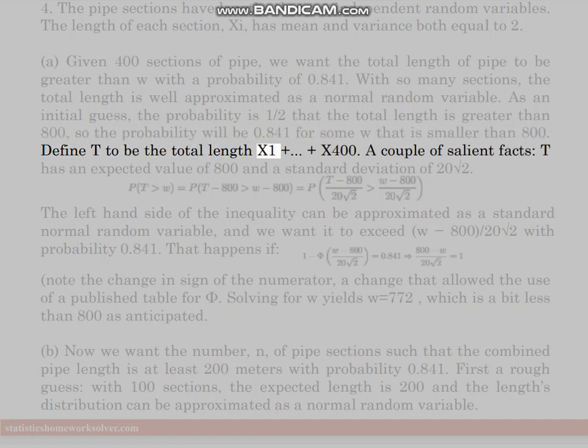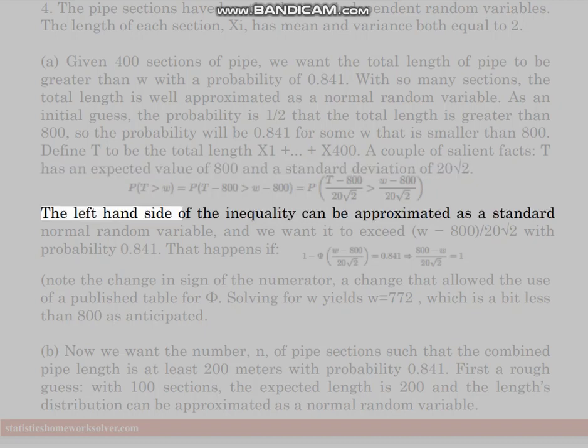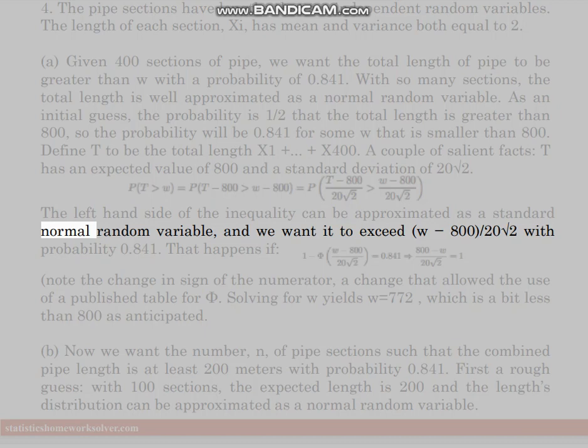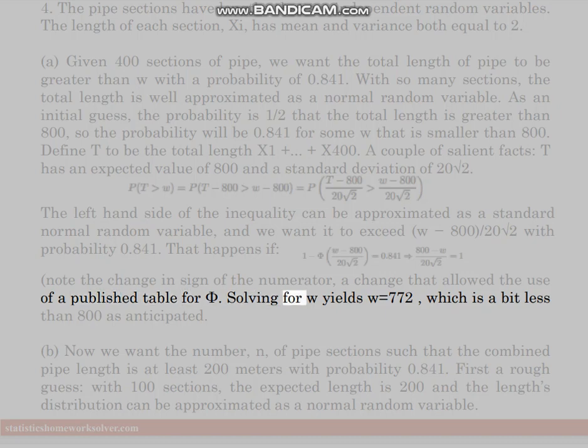Define T to be the total length, X1 plus through X400. A couple of salient facts: T has an expected value of 800 and a standard deviation of 20 square root 2. The left-hand side of the inequality can be approximated as a standard normal random variable, and we want it to exceed (W minus 800) / (20 square root 2) with probability 0.841. That happens if the argument is minus 1. Note the change in sign of the numerator, a change that allowed the use of a published table for phi. Solving for W yields W = 772, which is a bit less than 800 as anticipated.